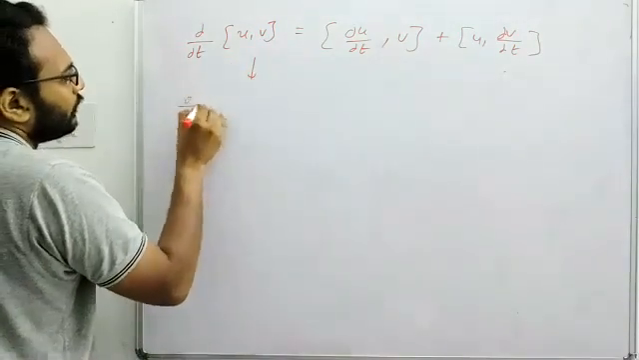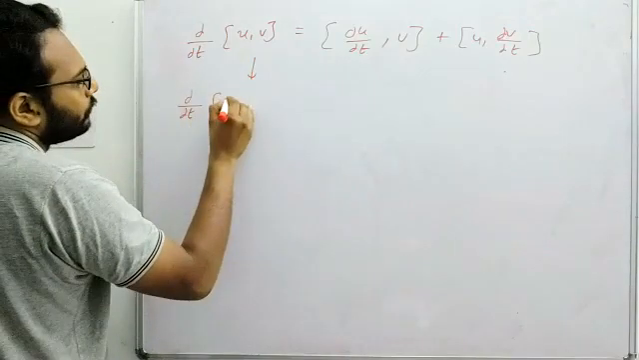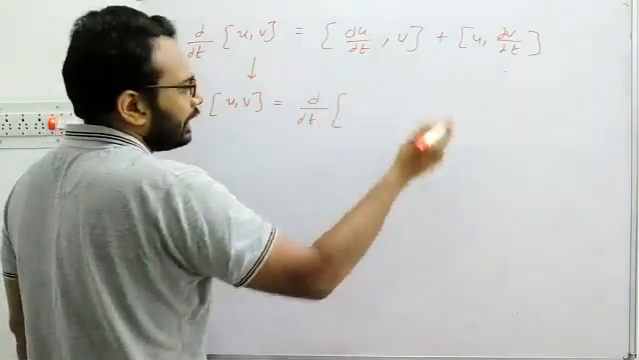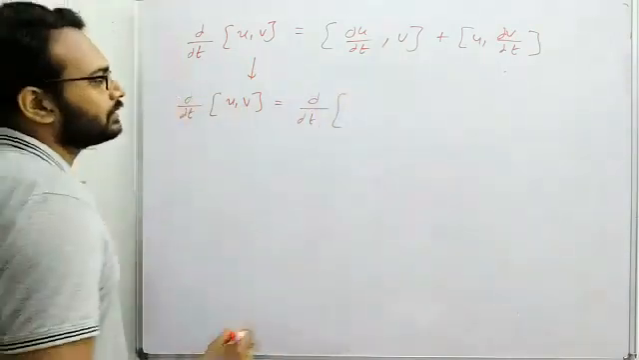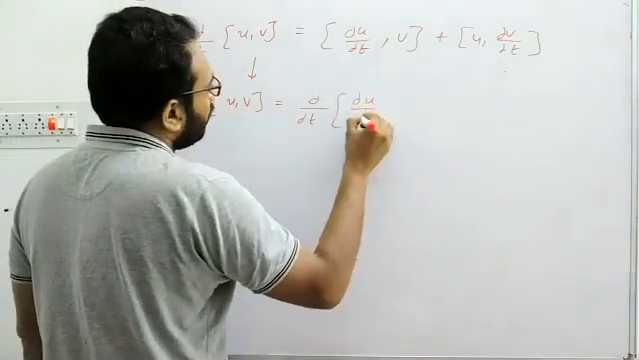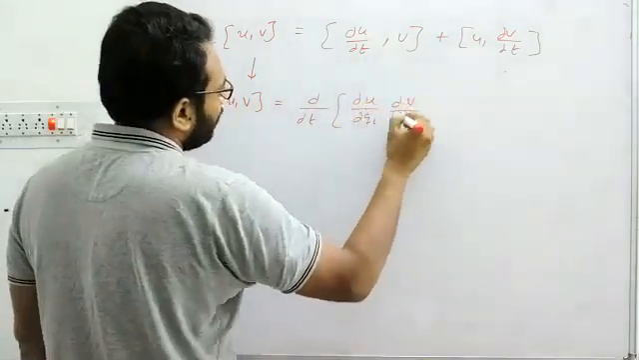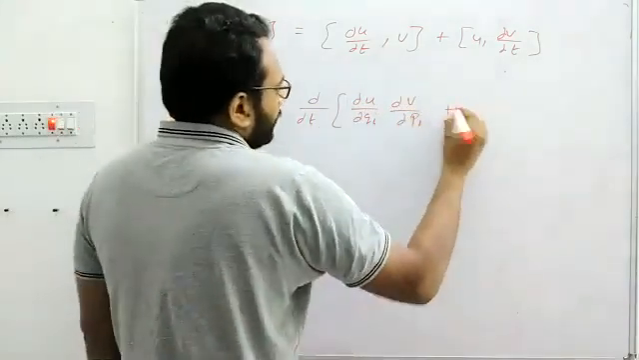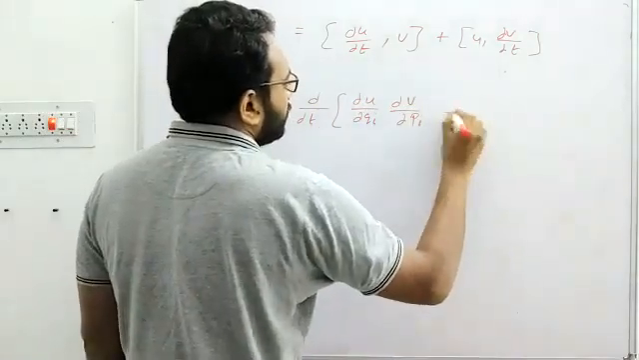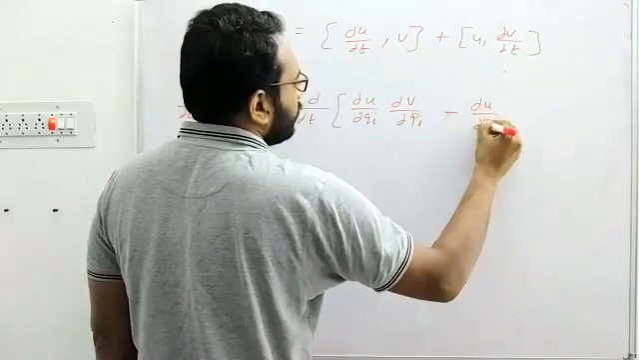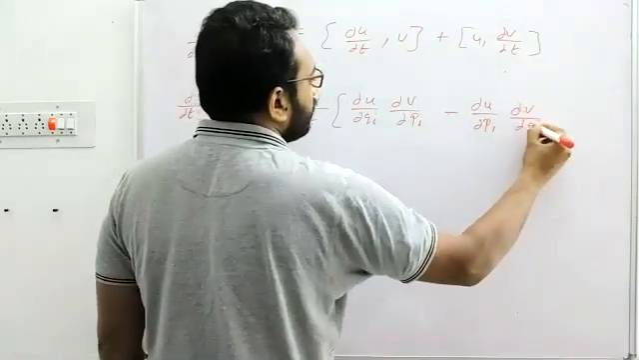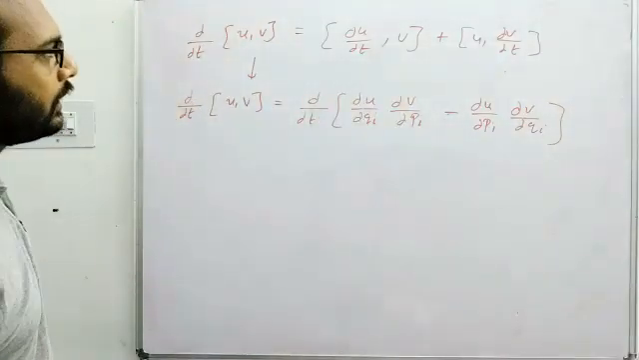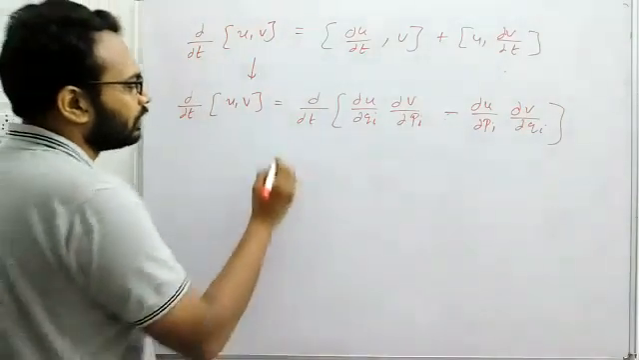∂/∂t of {u, v}. This is equal to ∂/∂t of, and we'll assume Einstein's summation convention, ∂u/∂qi ∂v/∂pi minus ∂u/∂pi ∂v/∂qi. Is that correct? Yeah, we have just applied the definition of the Poisson bracket.